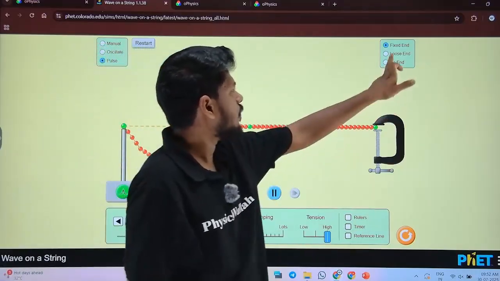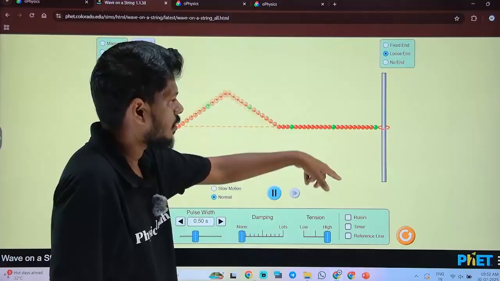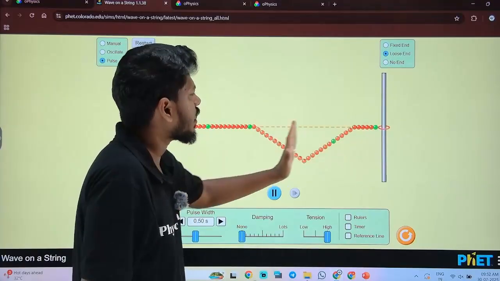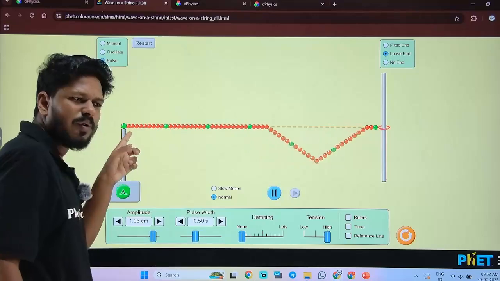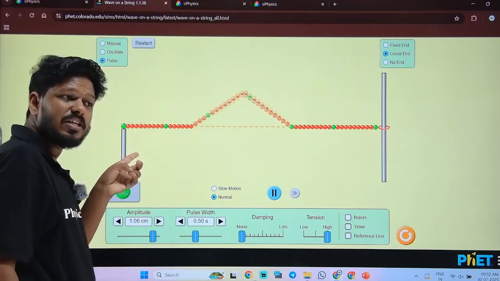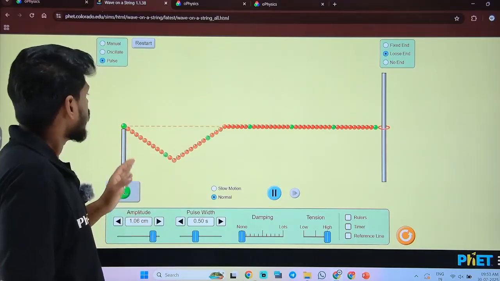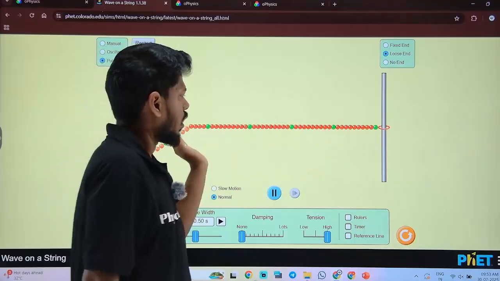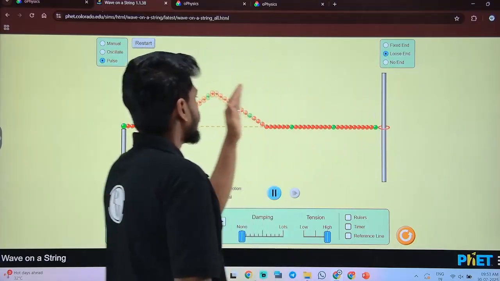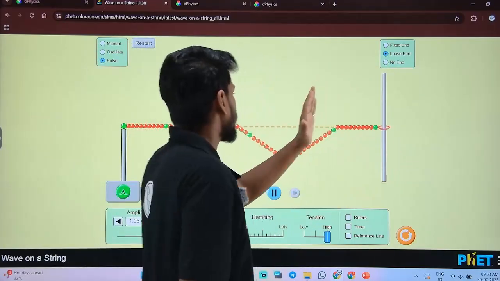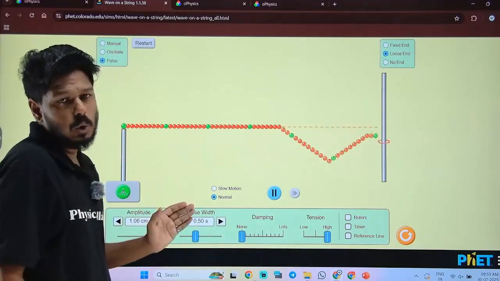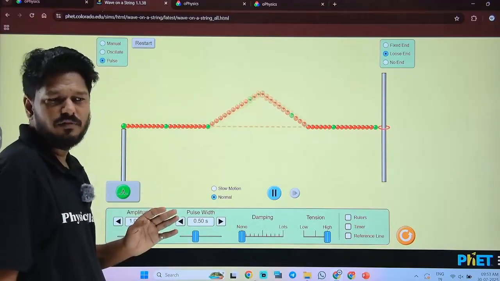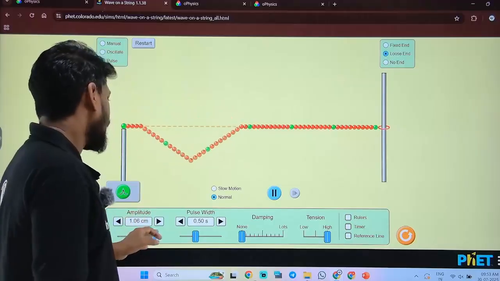What will happen if I have a loose end? See, going upward, reflected, coming upward. Sir, why here is it changing the direction? Because this end is fixed. So see, upward wave, downward wave, upward wave. So when the end is loose, an upward wave will be reflected as an upward wave itself. So these are the points you should remember.